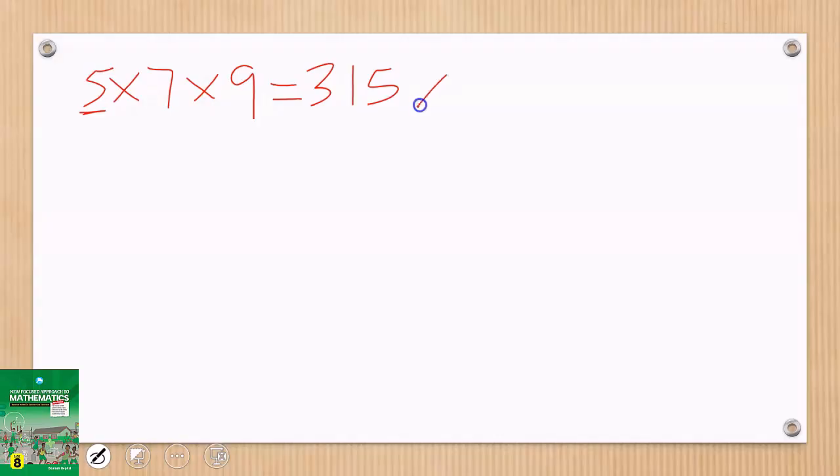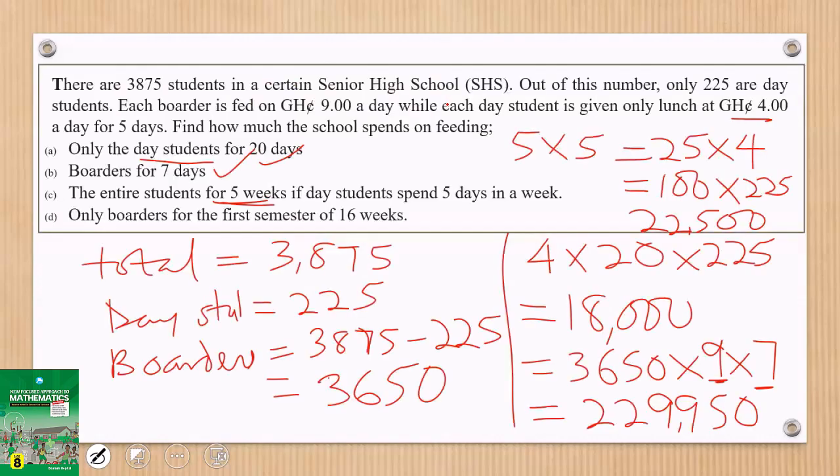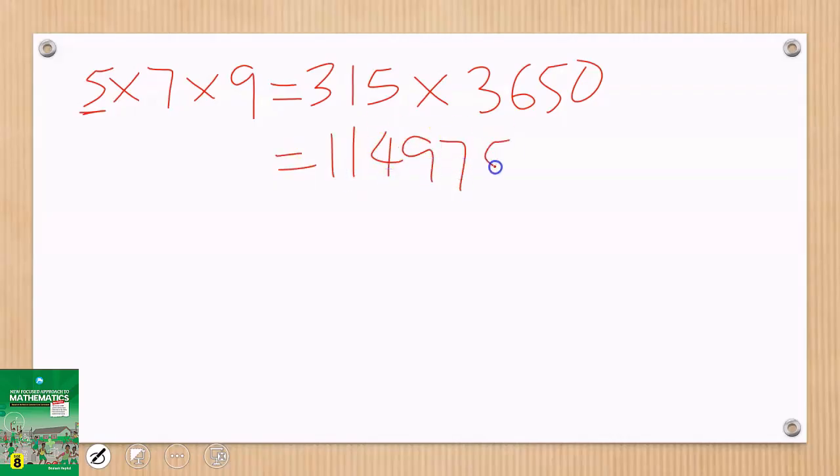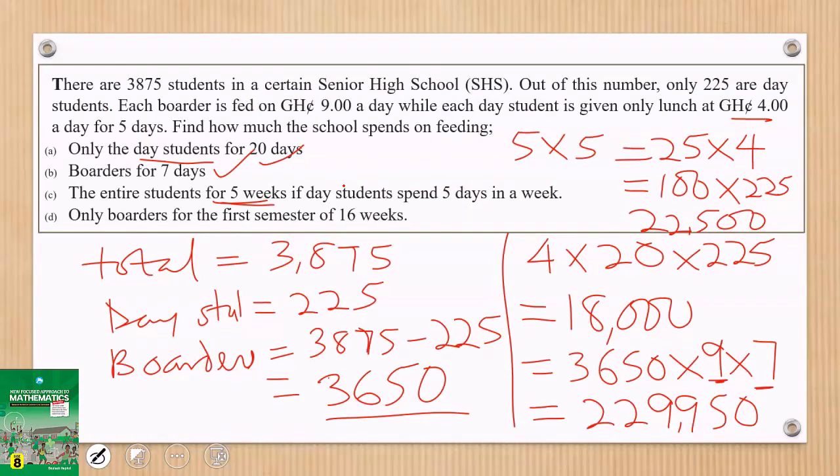But then how many boarders do we have in all? Now, according to the question, the boarders are 3,650, and so 315 times 3,650. Do the calculation very well. You are going to have 1,149,750, which means the total will be 1,149,750.